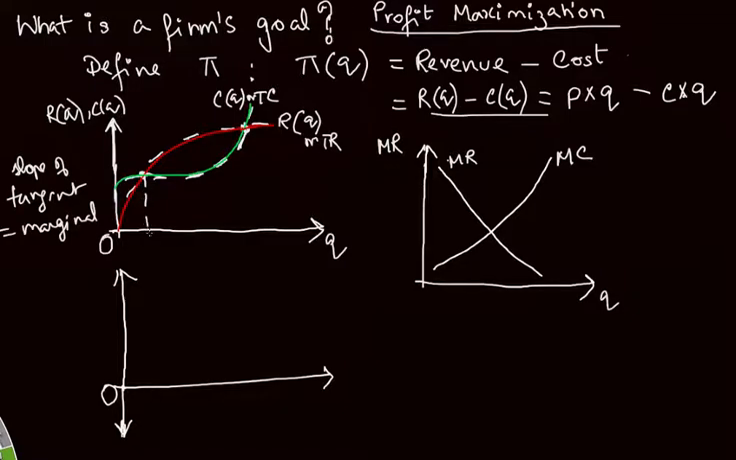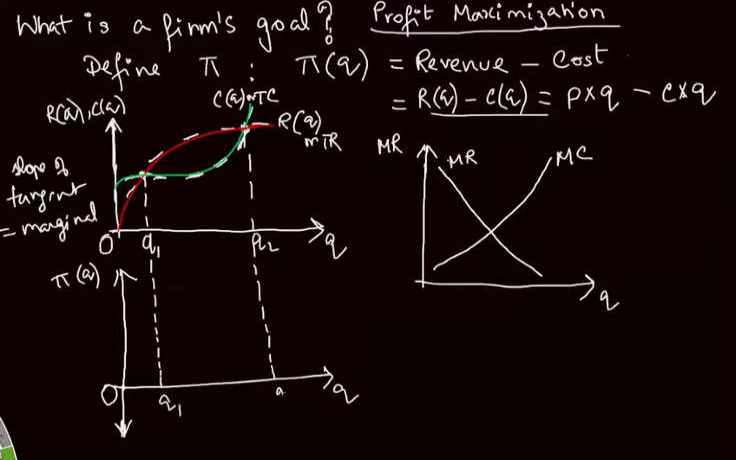So we are trying to find out how the profit function looks. We have found two points, two different quantities, for which profit is 0. So let's measure profit on the vertical axis, quantity on the horizontal axis. Let's call these Q1 and Q2.